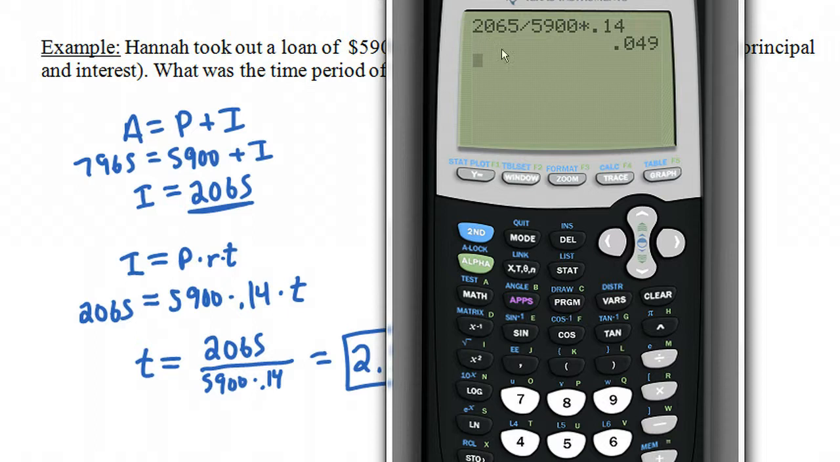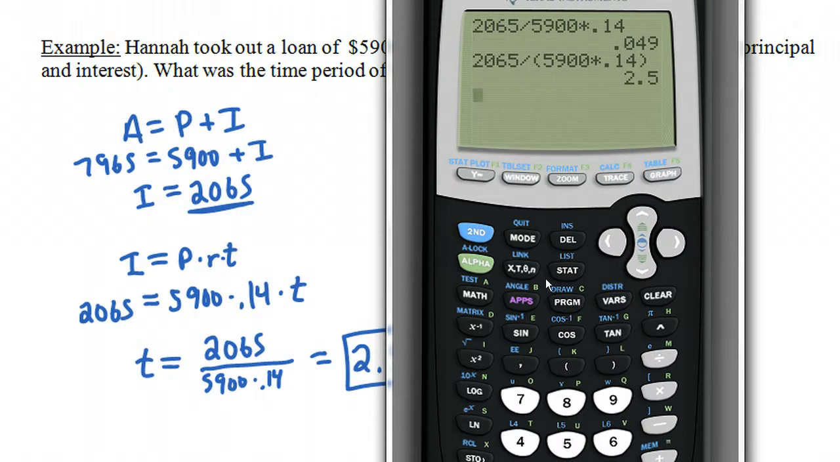You have to be a little careful here. What the calculator is interpreting this as is 2,065 divided by 5,900 and then times 0.14. In other words, it's almost like it's thinking that the 0.14 is on the top of the equation. But of course we know it's not. So how do we do this? Well, we could type in 2,065 divided by, and in parentheses you would put 5,900 times 0.14. And there you see it's 2.5.